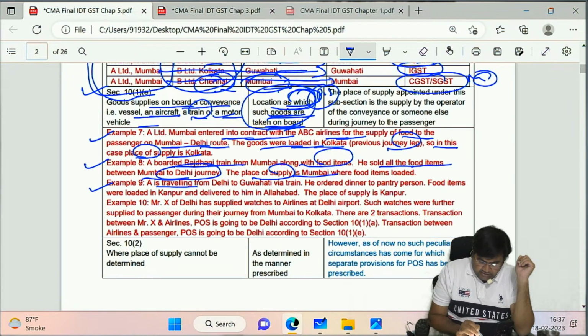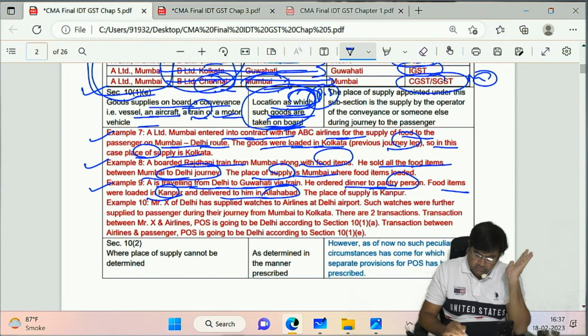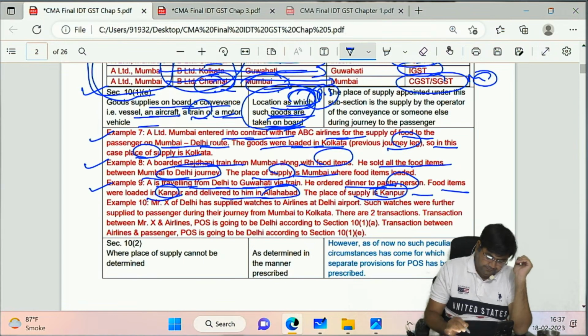Example 9. A is traveling from Delhi to Guwahati via train. He ordered dinner for 20 persons. Food items were loaded in Kanpur and delivered to him in Allahabad. So what is going to be the place of supply? Kanpur, where the food item is loaded. So the place of supply is Kanpur.